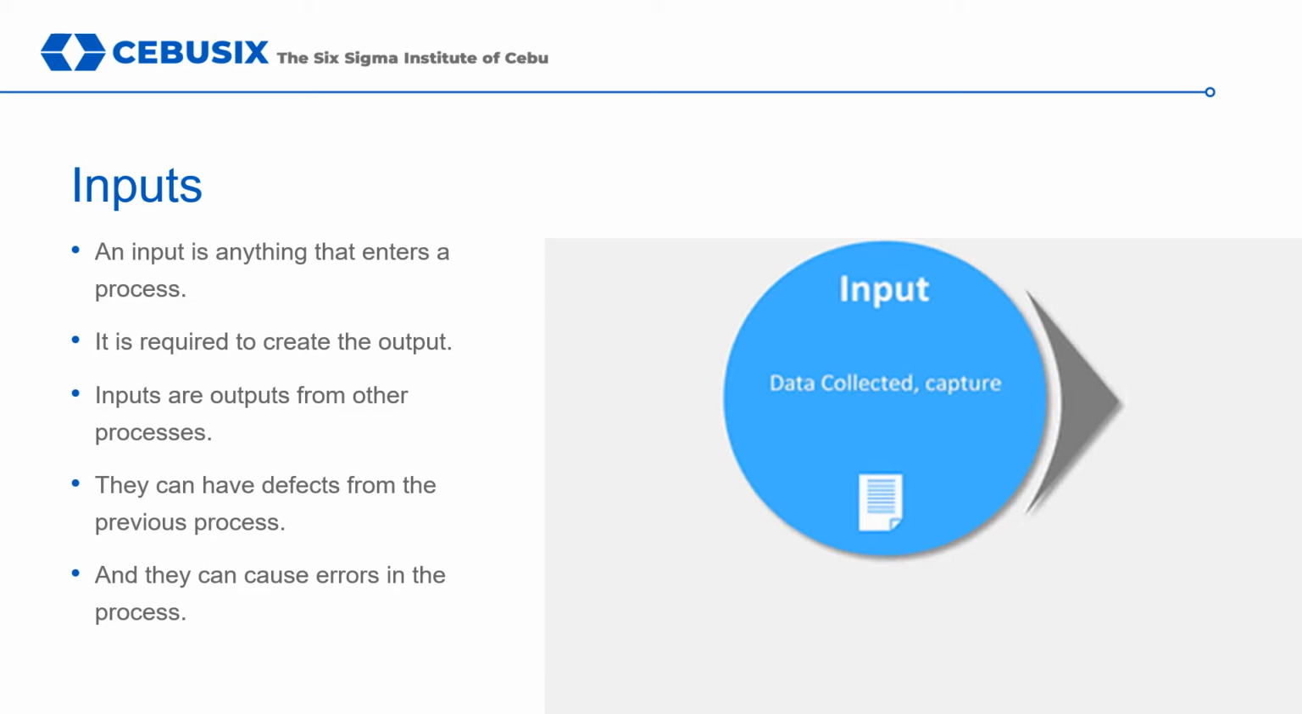We also want to define inputs because we need to have an understanding of the resources required for a process to run. And we want to identify any inputs that aren't required. It's also important to understand the costs associated with the process's operation, as well as how the process relates to the processes that come before it and after it.